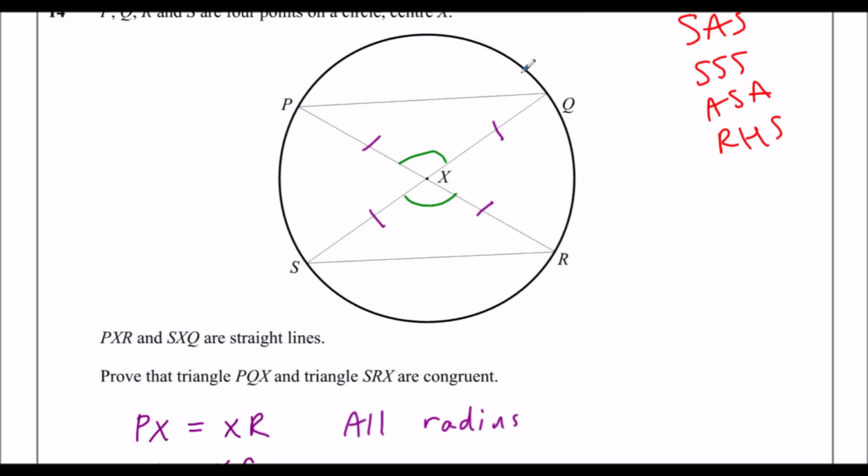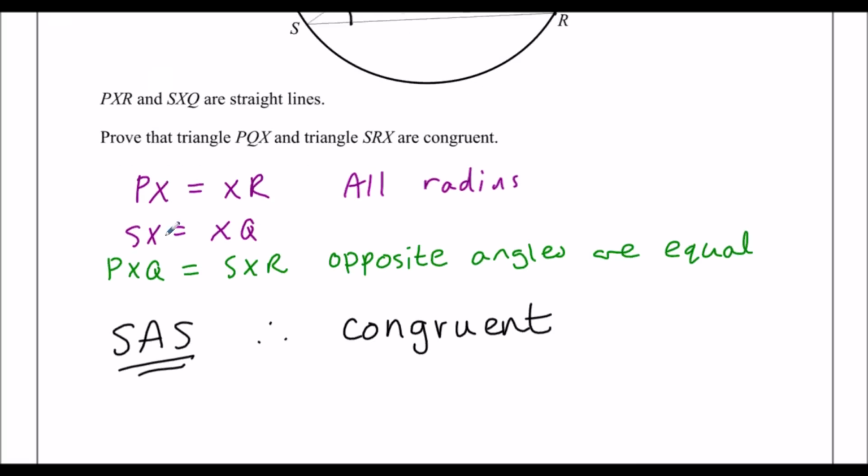What we could also say, that finishes the question, but what we could also say is these two angles are equal because they're angles in the same segment. Angles in the same segment are equal. So we can also say we've got angle, side, angle. But we don't need to make any more arguments because we have proved we've got side, angle, side. Therefore, they are congruent.